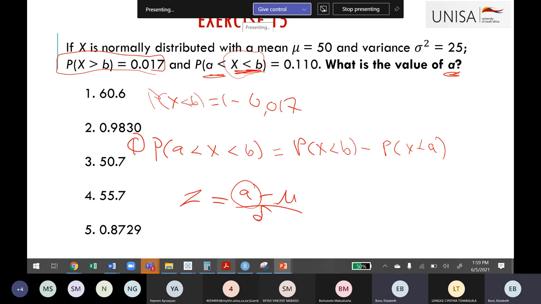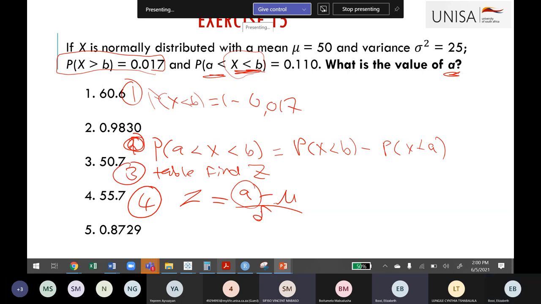First step, oh, actually, this was supposed to be your first step. Your second step is to find the probability of A. The third step is to go to the table and find your Z value. Your fourth is to find A using this formula. That will give you the value of A. Just a small confusion on the first step.